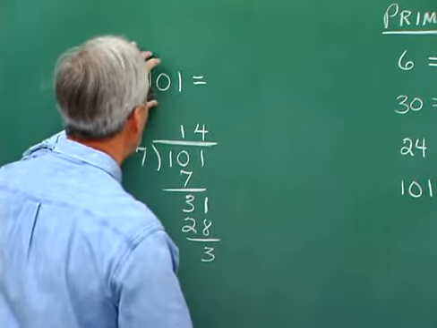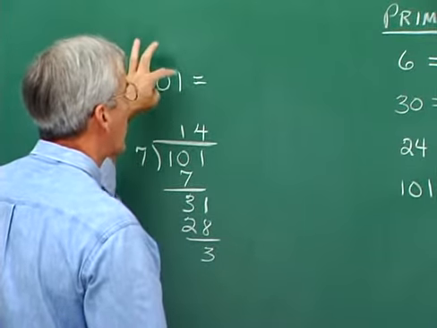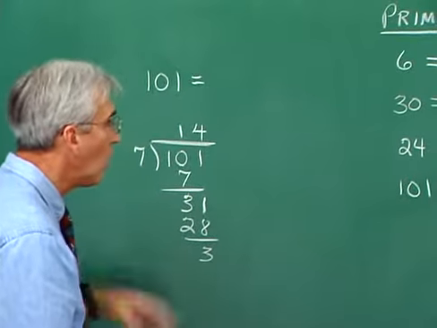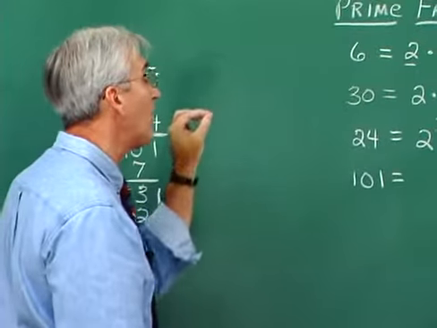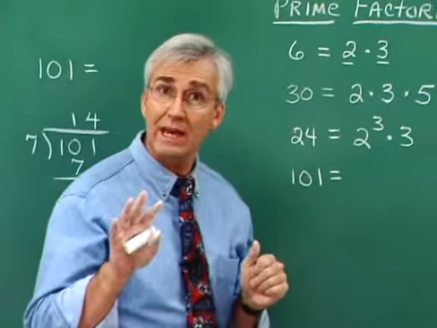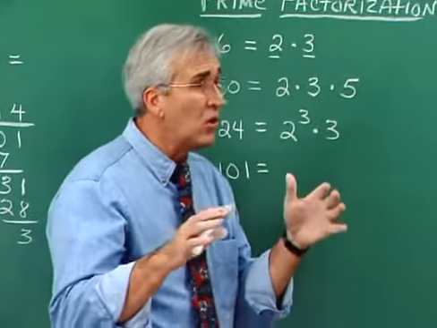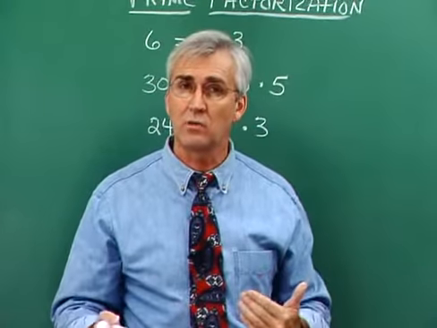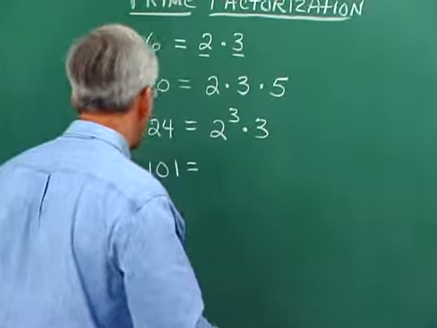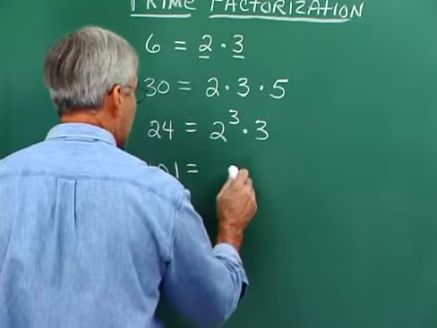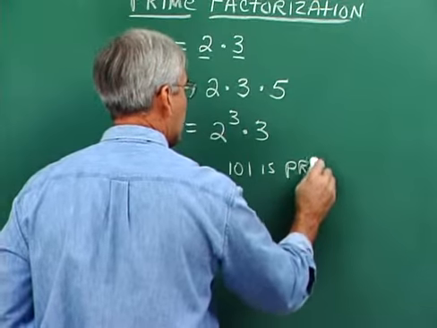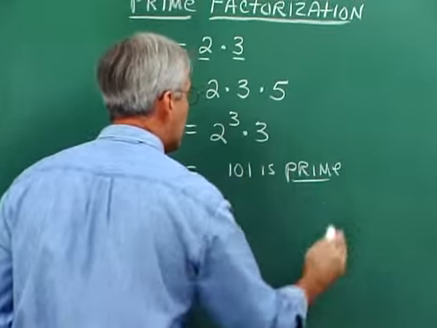So 101 has no prime factorization like we've had over here. 101 then is a prime number itself. You see, we can't do a prime factorization here. The only factorization we can do is 1 times itself, 1 times 101. So we would say here that 101 is a prime number. Or simply, 101 is prime.